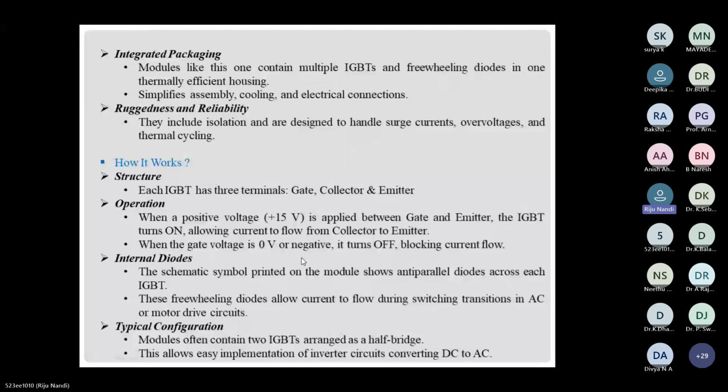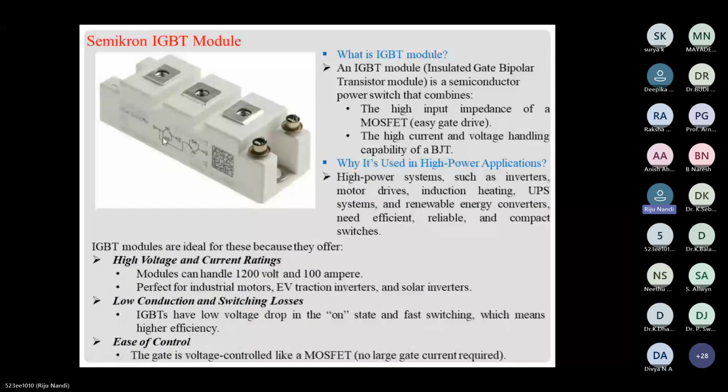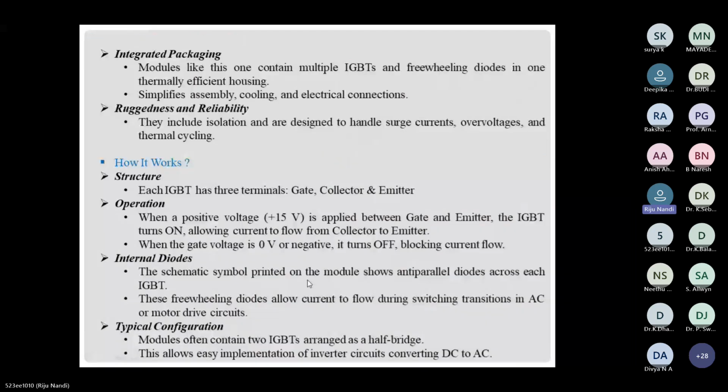Then the internal diodes. The schematic symbol printed on the module shows anti-parallel diodes across each IGBT. You can see the two IGBTs in anti-parallel combination with diodes. These freewheeling diodes allow current to flow during switching transitions in AC or motor drive circuits.